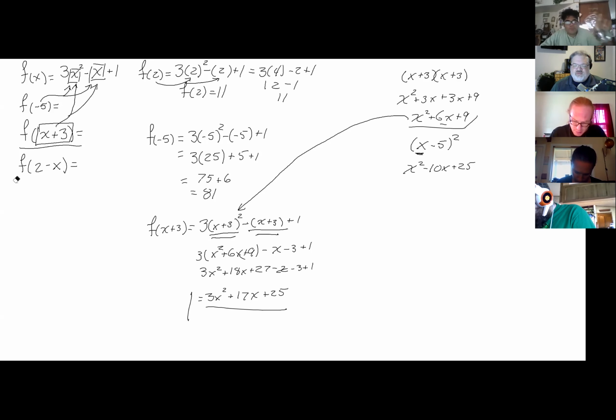So try to do it with this 2 minus x if you haven't played with that already, and we'll look at that together in a minute.